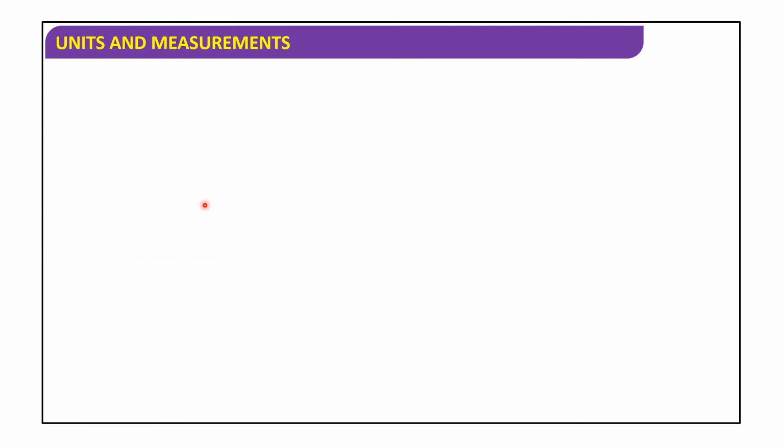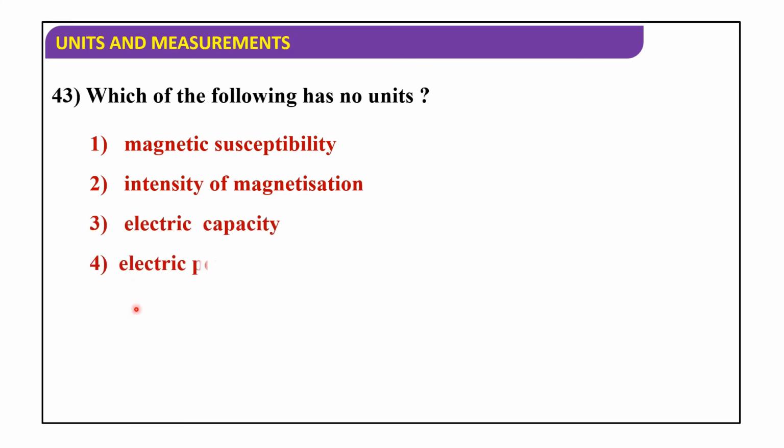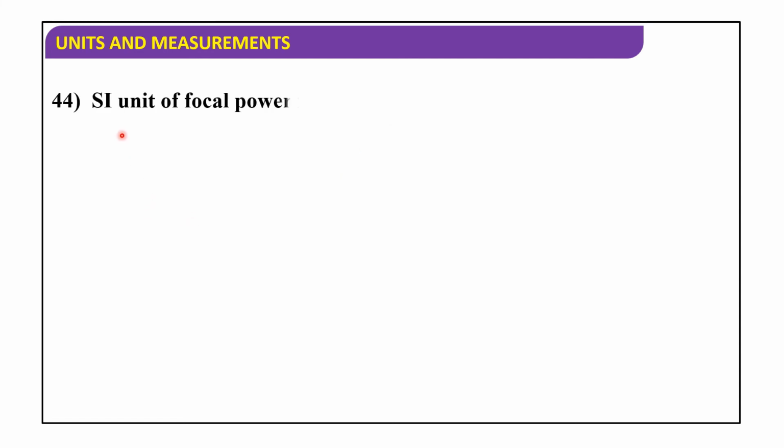Okay. Next, which of the following has no units? Magnetic susceptibility, intensity of magnetization, electric capacity, electric power. In these four, magnetic susceptibility has no units because it is a ratio. Next, the SI unit of focal power is: meter, diopter, watt, joule. The SI unit of focal power is diopter.